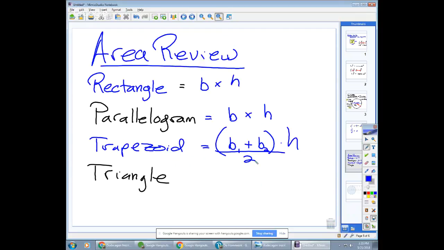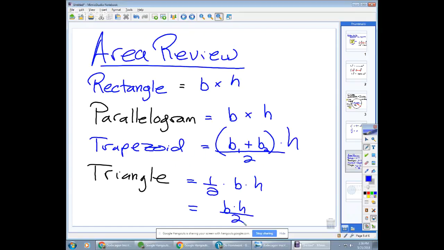And then triangle. One half base times height. A lot of people like to think of it as the base times the height divided by 2. Do you see any relationship between the trapezoid and the triangle formula? We didn't talk about this last week. You just add a second base in there.